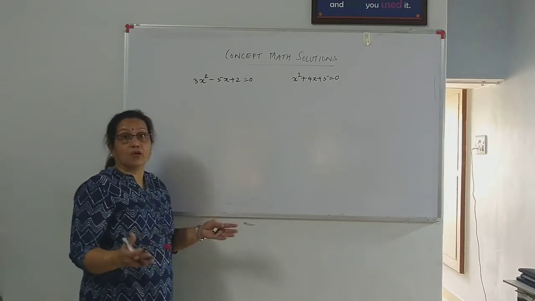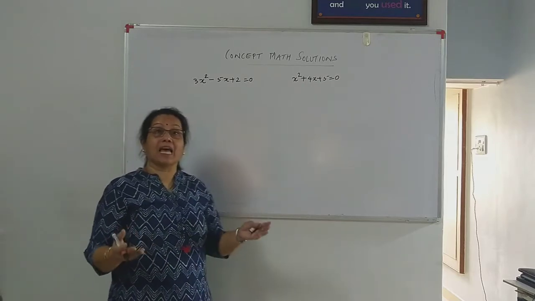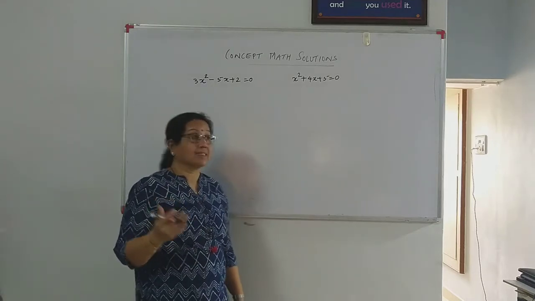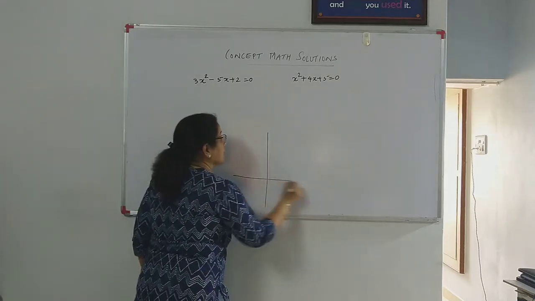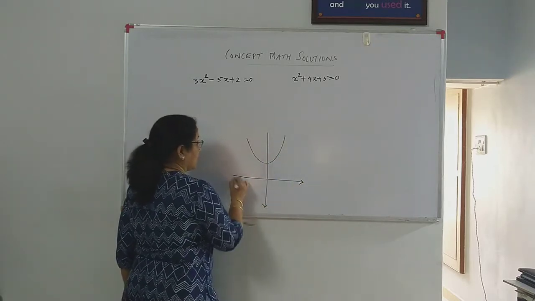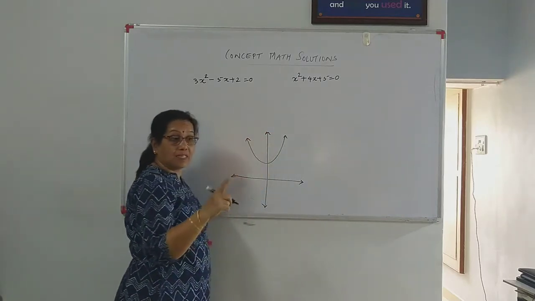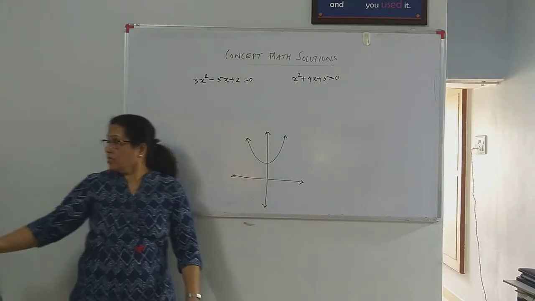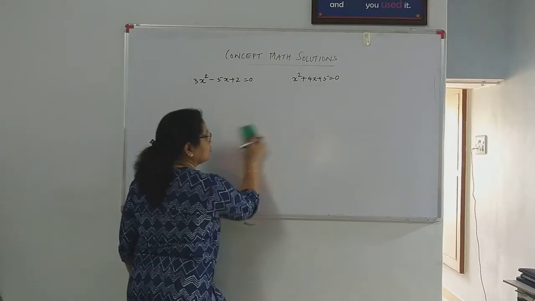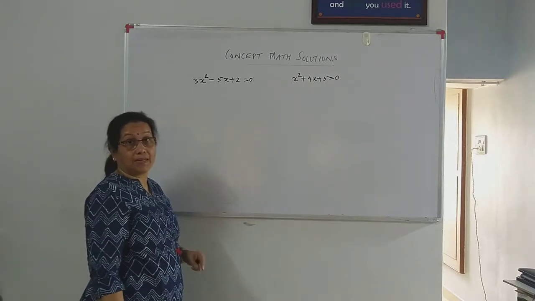If the zeros exist, it's not necessary that a quadratic polynomial will always have zeros. If the graph of that polynomial does not cut the x-axis, it will not have zeros. Suppose you have a polynomial like this, then it has no zeros, because the zero of a polynomial is the value of x which makes y 0, right? So this will not have any zero. So let us find out whether in these two questions we get zeros or not, but we are going to work by completing the square.